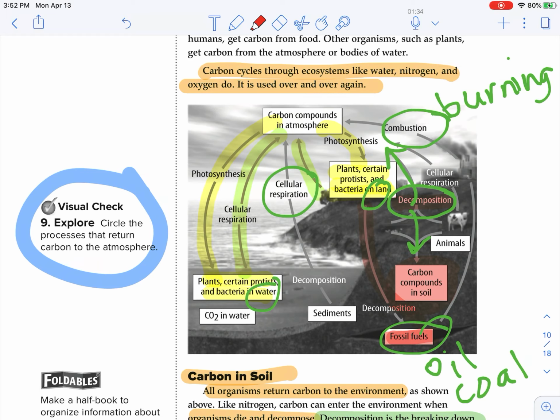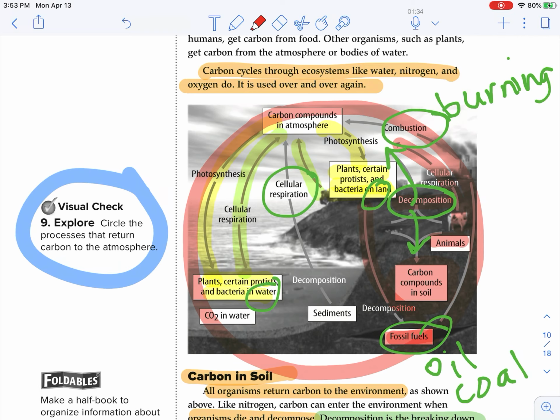Okay, so the animals are going to be returning some of that carbon dioxide to the atmosphere when they breathe out, but also through decomposition and the breaking down of that animal, of that cow, it's going to return the carbon to the soil. So round and round and round it goes. Cycle. Used over and over and over again.